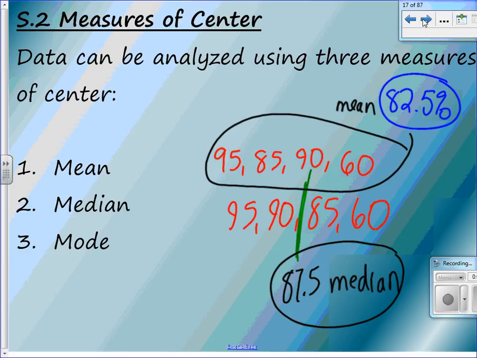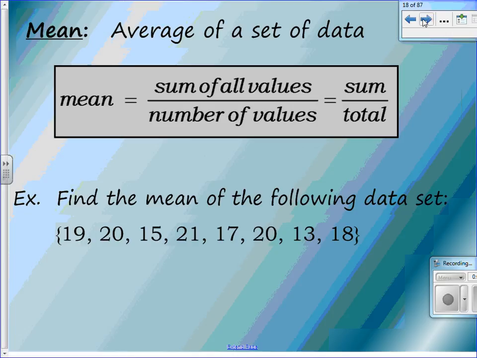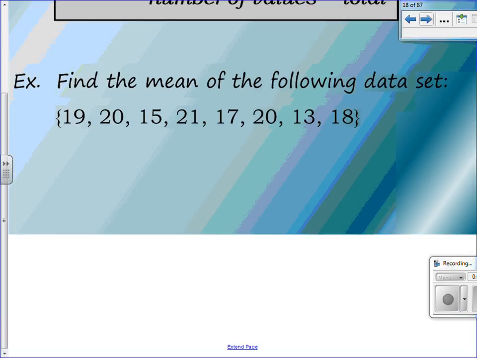So what I would like us to do now, we know finding the mean is adding them up and dividing. Let's find the mean of this data set. This is also what is listed on your paper. Make sure we all get the same thing. And then find the median and find the mode.